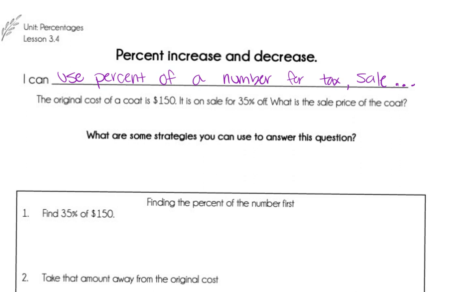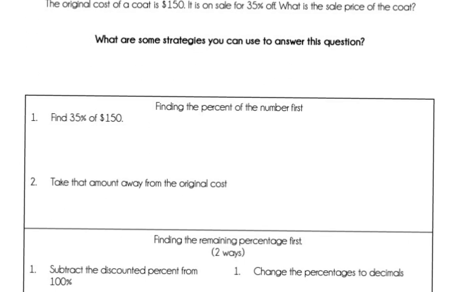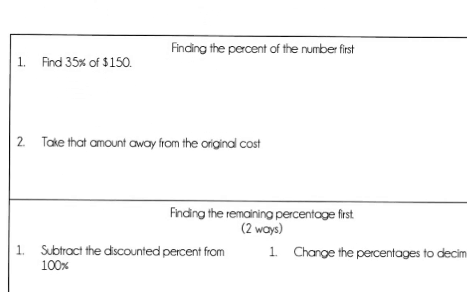So in this example, it says the original cost of a coat is $150. It's on sale for 35% off. What's the sale price of the coat? The way we've been talking about it is finding that 35% of 150 first. So we don't know what the part is. Our percent is 35 divided by 100 times the whole. I do this division first.